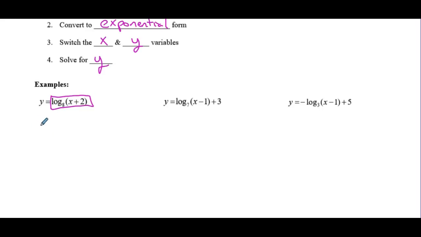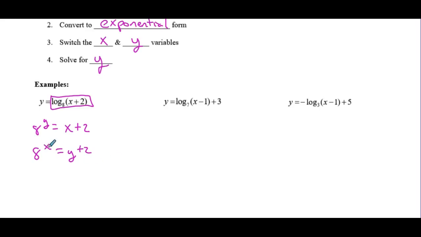So I can just convert that easily and say 8 to the y equals x plus 2. All right, so all I did was rewrite this in exponential form. Now I'm going to switch x and y. So 8 to the x equals y plus 2.